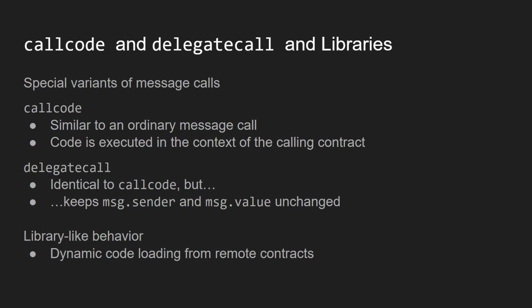The next point is delegatecall. It's actually identical to callcode, but it keeps two variables, message sender and message value, unchanged. This enables library-like behavior because it enables dynamic code loading from remote contracts, and with that we can make complex data structures and contracts by actually linking outside contracts and approaching them like their code is in our own contract.